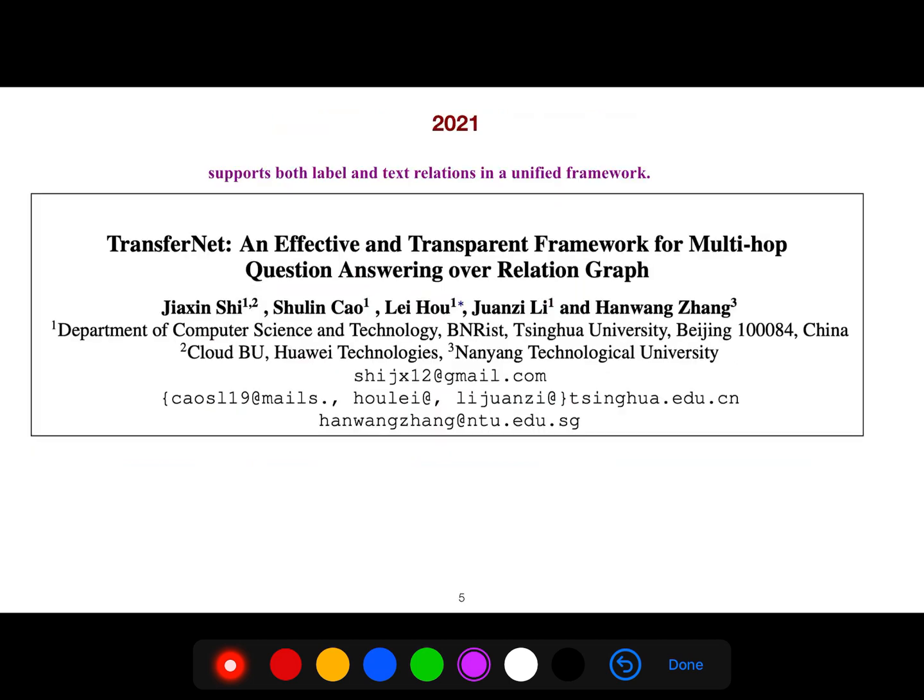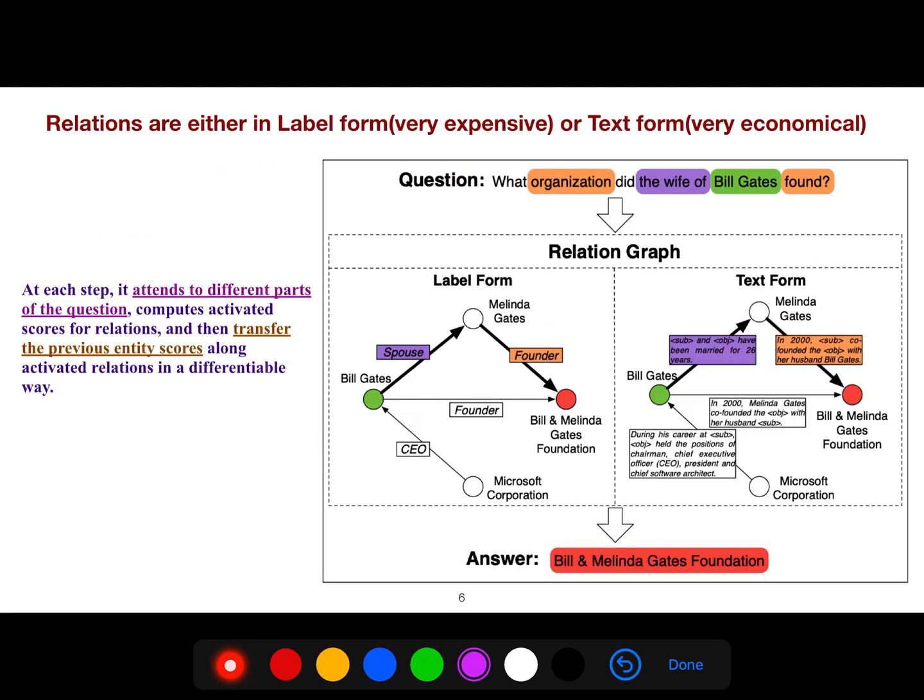So we should talk about a beautiful article called TransferNet. And it supports both label and text relations in a unified framework. I think I have explained TransferNet before, but I want to explain it again because it's a really important article. So the question is, what organization did the wife of Bill Gates found? This question has some entities.